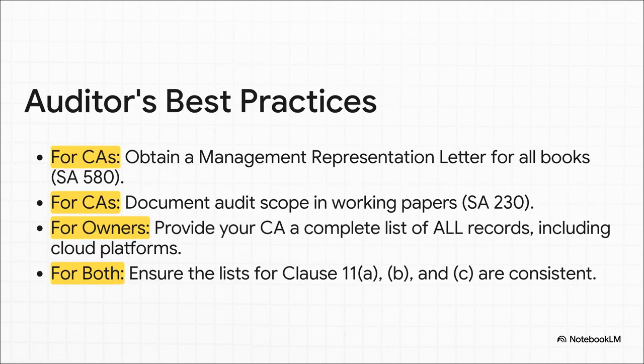So how do we get it right? It's actually pretty straightforward. For all the CAs out there, it really just comes down to good old-fashioned documentation. Follow the standards. Get that formal management representation letter from your client that lists out everything. Document your scope in your own work papers. And for you business owners, your job is simple. Be completely transparent. Give your CA a full inventory of every record you keep. Every piece of software, every cloud platform, the whole shebang. Because at the end of the day, the goal for both of you is to make sure those lists in Clause 11 all line up and tell one clear, consistent story.